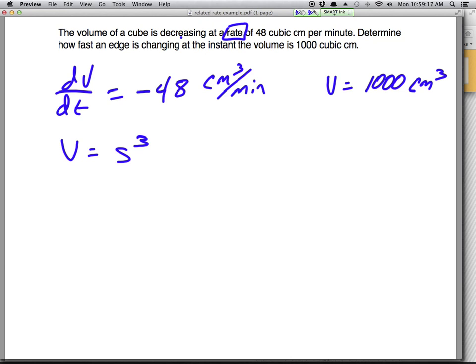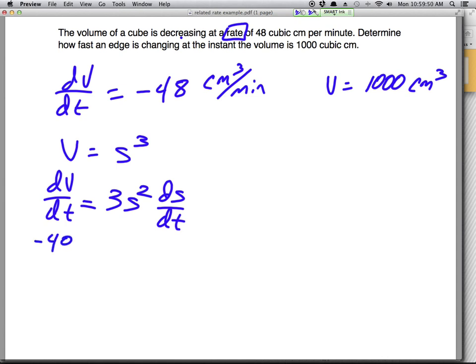All right, now what do I need to do to V equals S cubed? You have to find the derivative before you plug in. So that gives me 3S squared ds/dt. Don't forget the ds/dt. That's going to cause you problems if you forget. Anytime I take the derivative of a variable, I've got to have it over dt. All right, now what do I do? I plug in. What do I plug in for dV/dt? Negative 48.